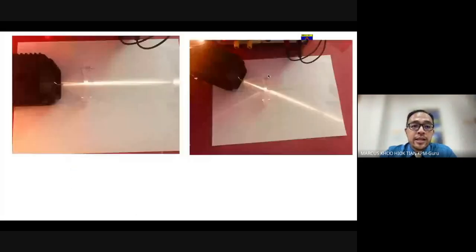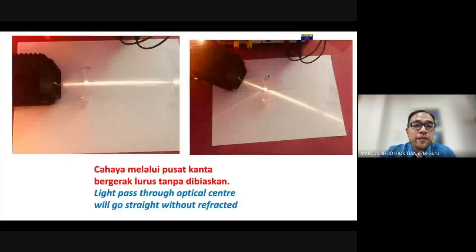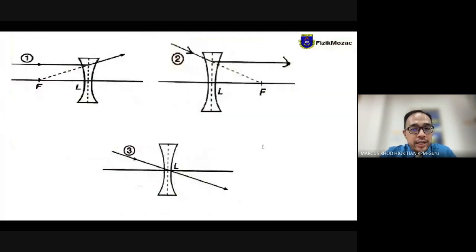Okay, this is the center. This is a very funny center. Sorry, this is passing through the center. Okay, both of it passing through the center without refraction, just straight through, just like that. Okay, and this is the summary.